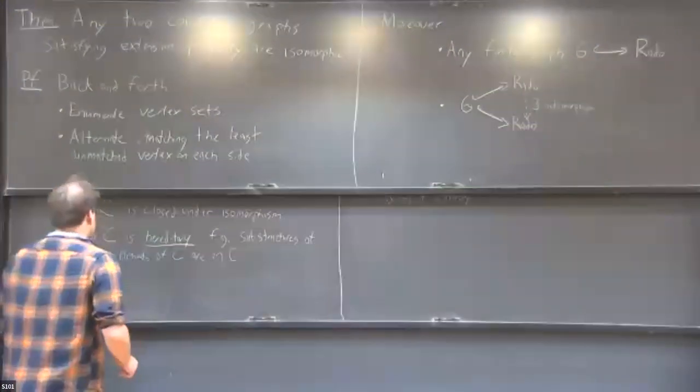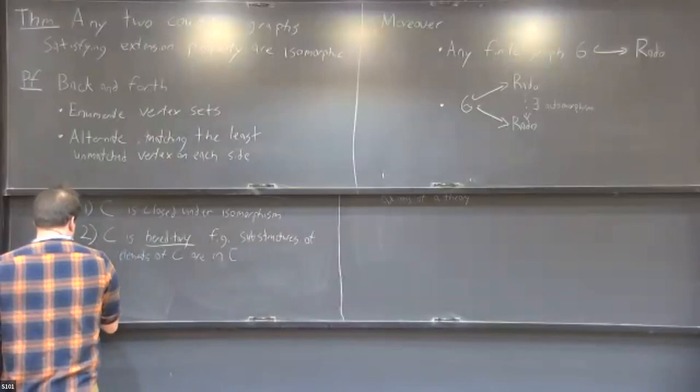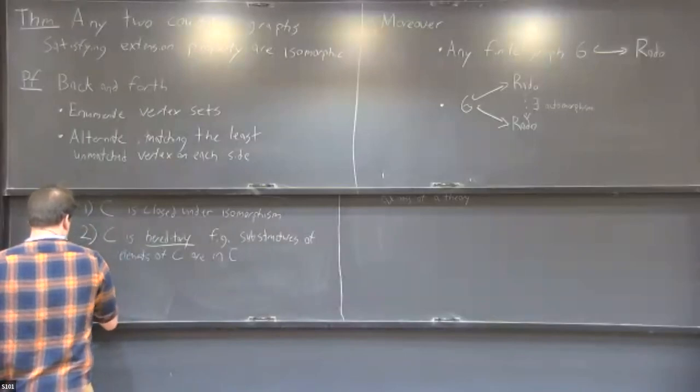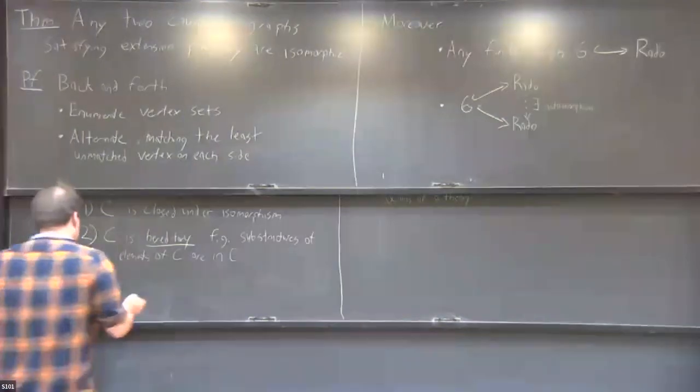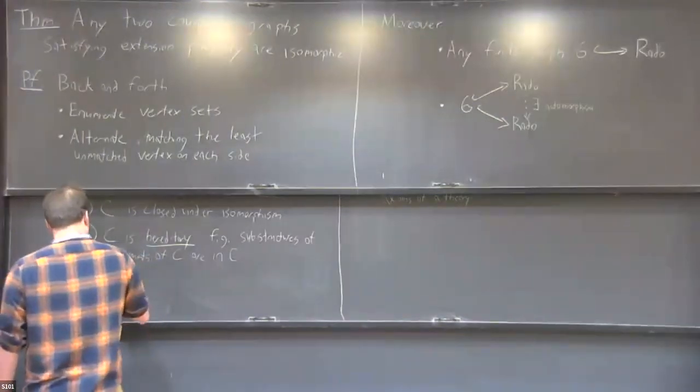So these are the basic ones, and then the things that we need in order for a Fraisse limit to exist, we need a joint embedding property.